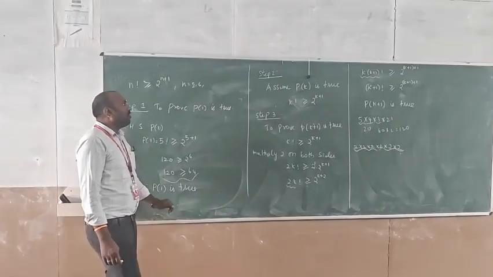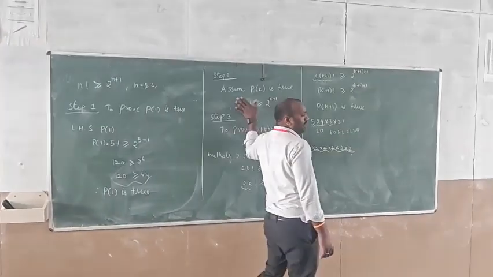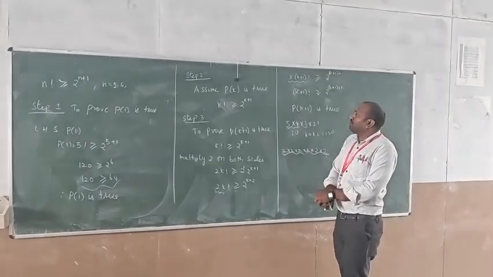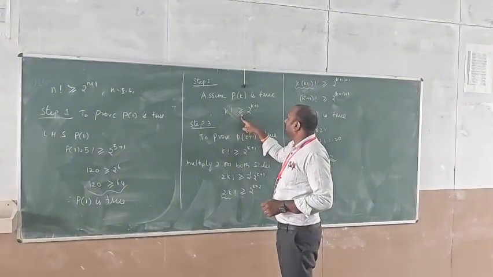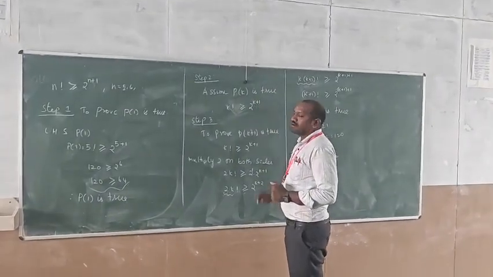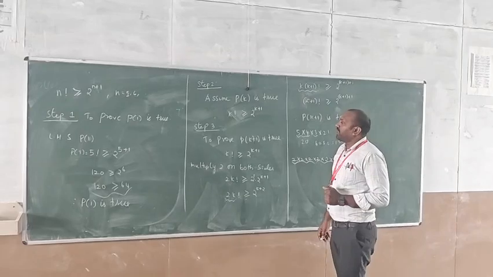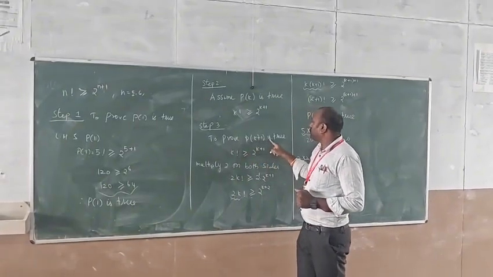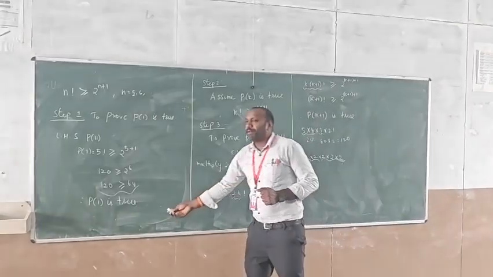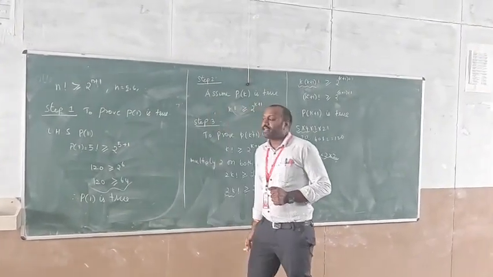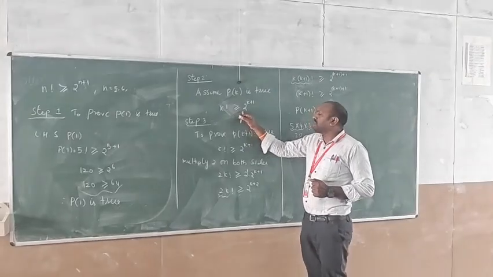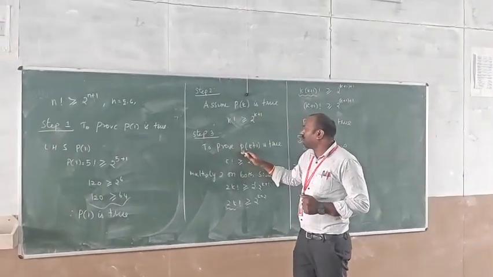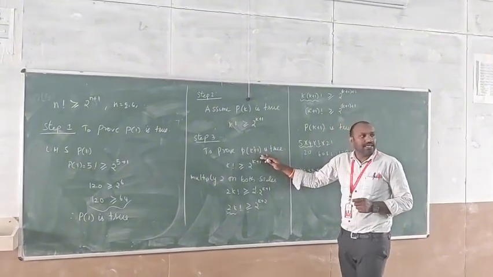Then as per step 2, we assume that P of k is true. We write it as k factorial is greater than or equal to 2 power k plus 1. So here in step 3, we have to prove that P of k plus 1 is true. Already we have shown that P of 1 is true, and we assumed k factorial is greater than or equal to 2 power k plus 1. So continuing step 3, we have to prove P of k plus 1 is true.